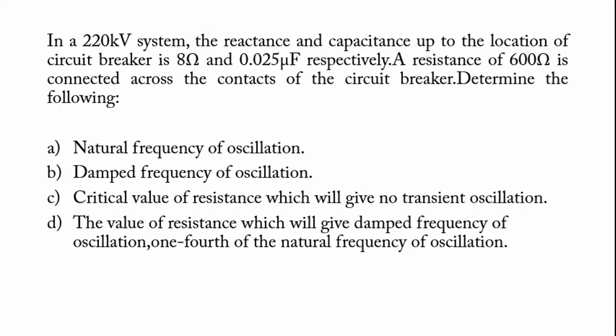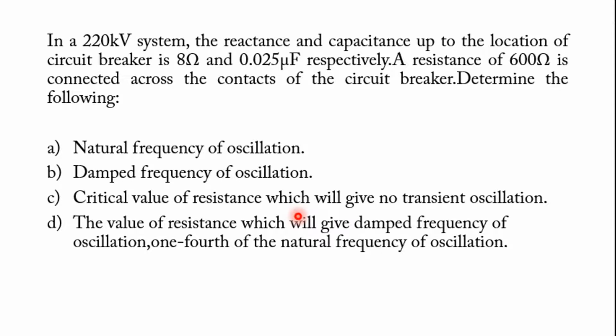We are supposed to find the natural frequency of oscillation, damped frequency of oscillation, the critical value of the resistance which will give no transient oscillation, and the value of the resistance which will give a damped frequency in case the damped frequency is equal to 1/4 of the natural frequency. First, let us write down the given data.